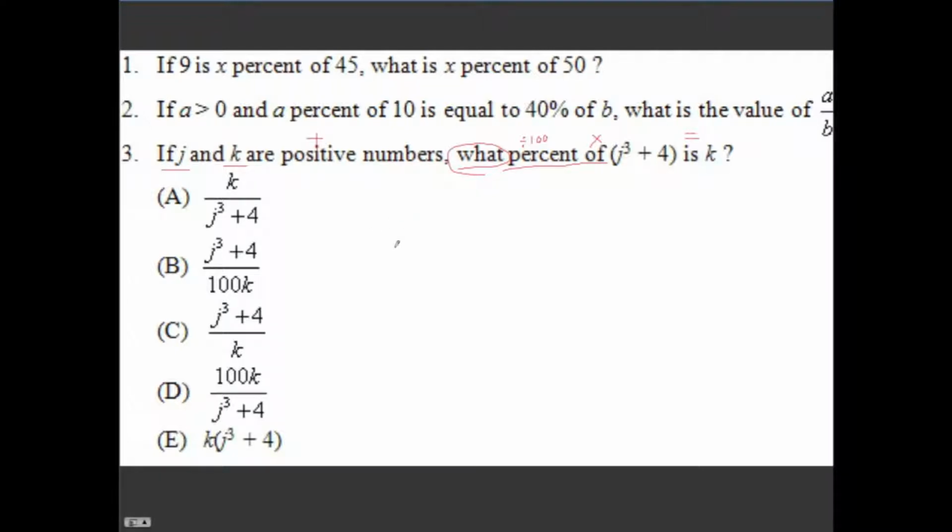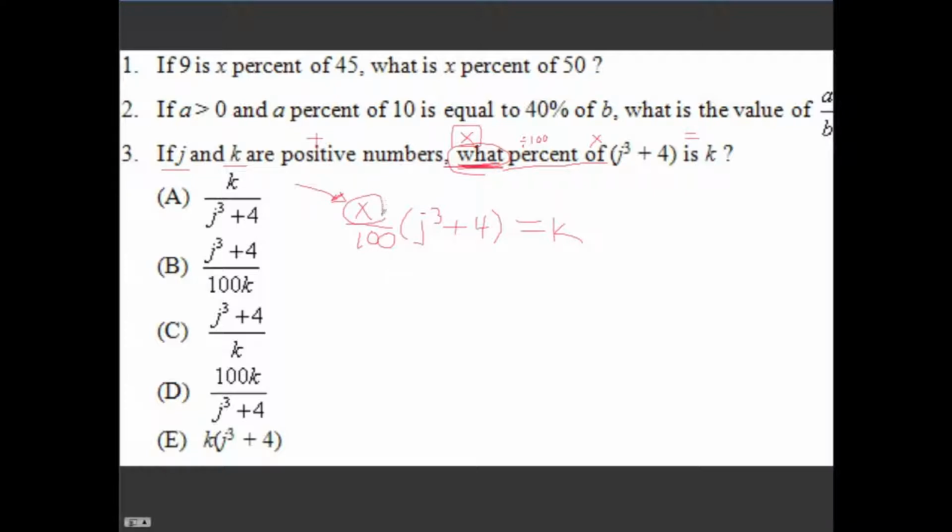So the what, we can represent that as a variable. So we're going to say that's x. What percent? X percent. So we're going to write x percent of, so x over 100 times j3 plus 4. So x percent of j3 plus 4. What percent of j3 plus 4 equals k? Okay. So what percent? We're trying to solve for x. So don't solve for j or k.